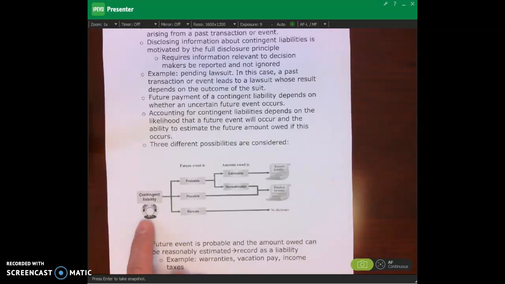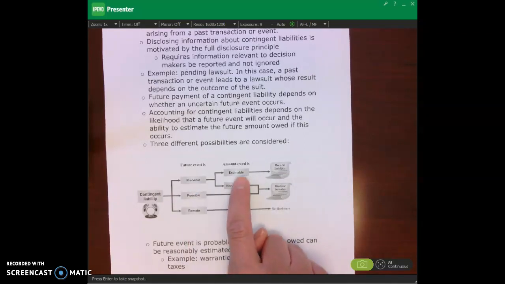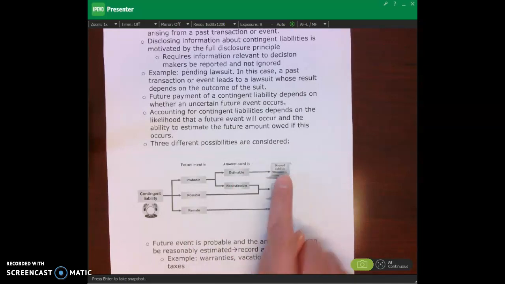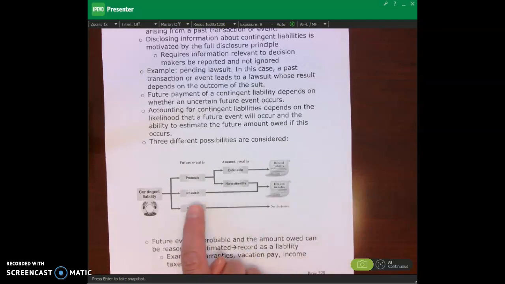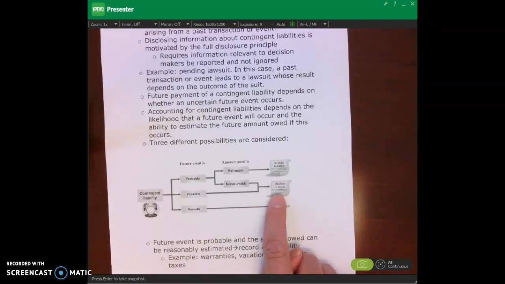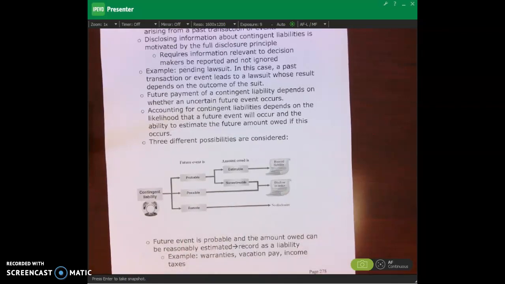This figure does a really good job of explaining accounting for contingent liabilities. If that future event arose from a past transaction or event, if it's probable and we can estimate how much we're going to have to pay, record the liability. Probable and we can't estimate, disclose in the notes. Possible, then disclose in the notes. Remote, we don't need to do anything.